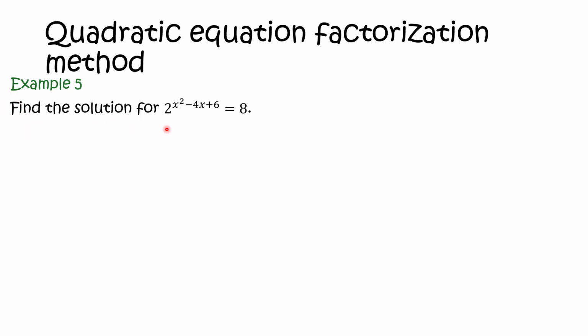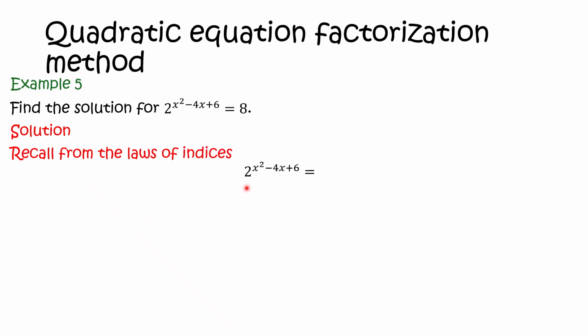Let's take a look at the last example. Find the solution for 2 to the power x squared minus 4x plus 6 is equal to 8. The solution. Recall from the laws of indices that 2 to the power x squared minus 4x plus 6 is equal to 2 to the power 3.